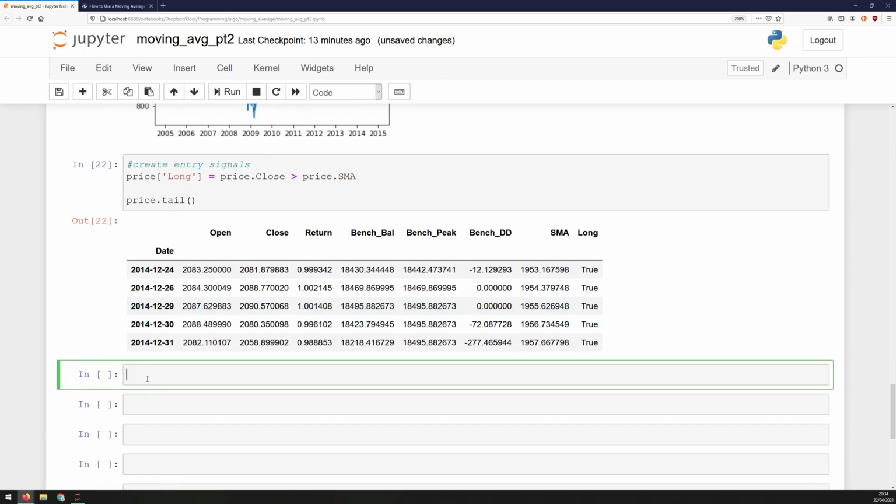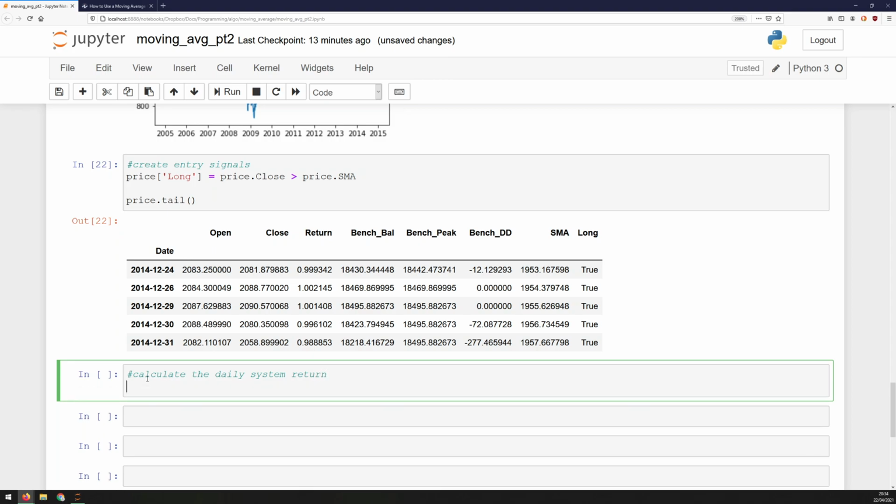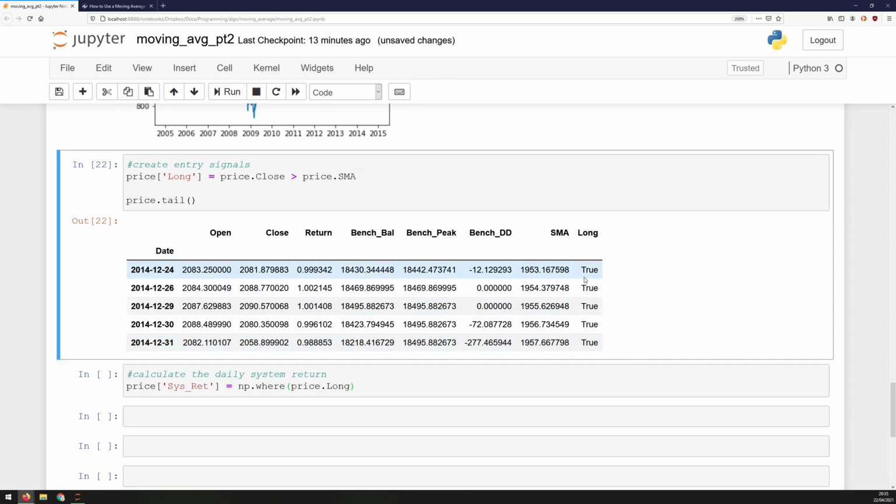To do that, I can use NumPy. So let's say calculate the daily system return. I'll add another column. I'll call this sys underscore ret for system return. And as I said, I'm going to use NumPy, so I'll say np.where. Essentially, this is going to take a condition, and then it's going to take two arguments after that, which are what value I want when the condition is true and what value I want when the condition is false. So let's say the condition I'm looking for is whenever this long column is giving me an entry signal. Whenever this says true, that means that I want to go long.